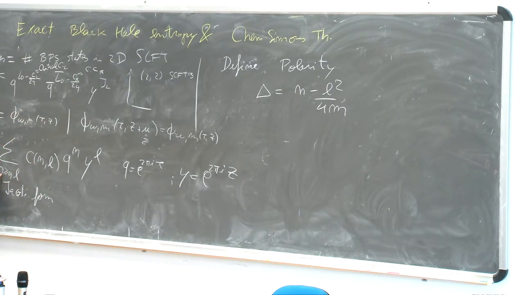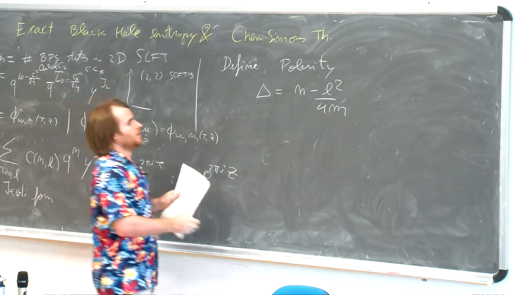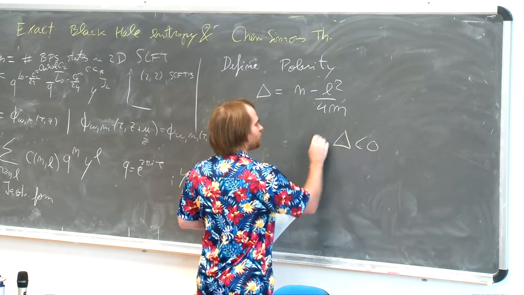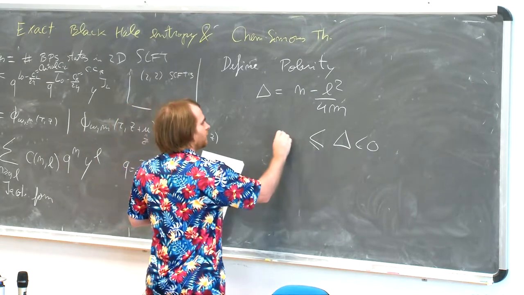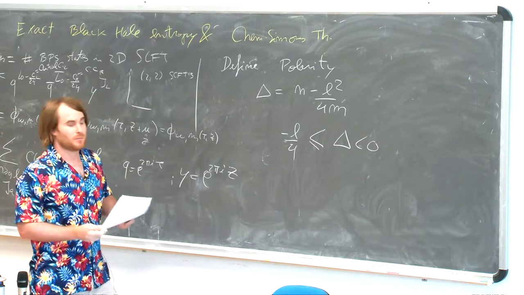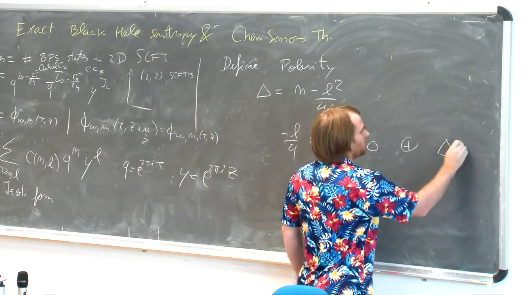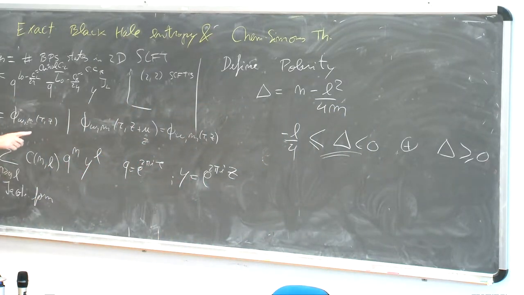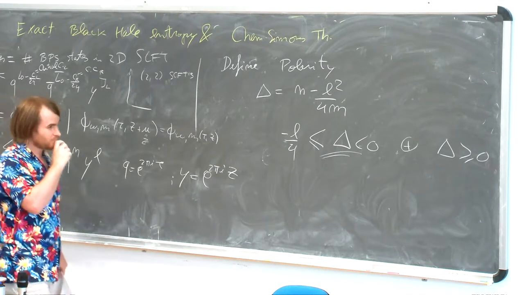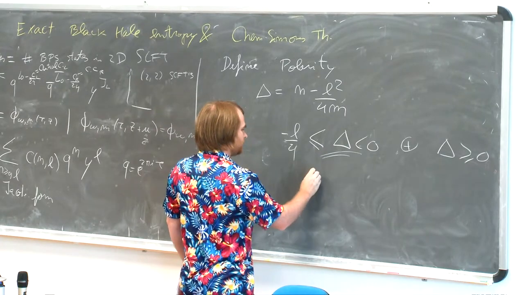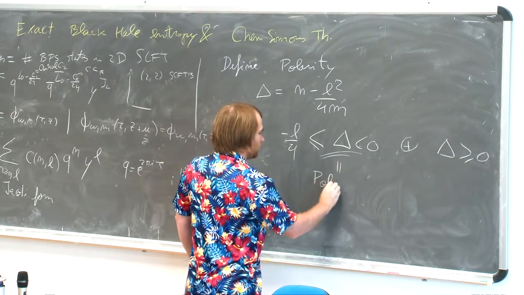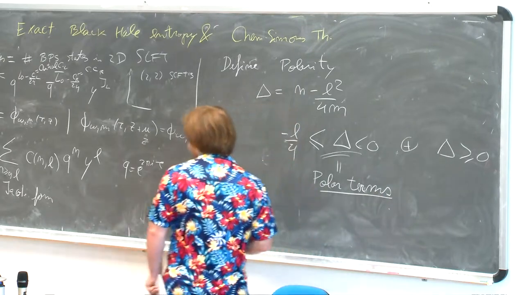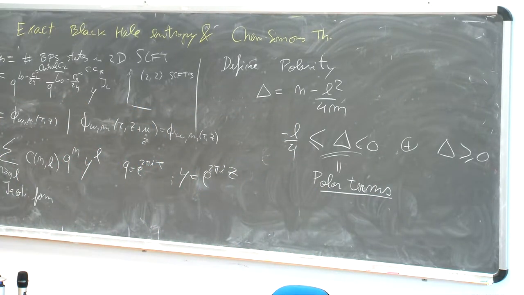So when you have this condition n bigger or equal than 0, you can have states for which delta is negative, but they are bounded by minus L squared over 4m, besides all the other states, which have delta bigger or equal to 0. That's basically what the weak condition means: delta can be positive or negative. And the states with delta negative are called polar terms, which will play a crucial role in this story.